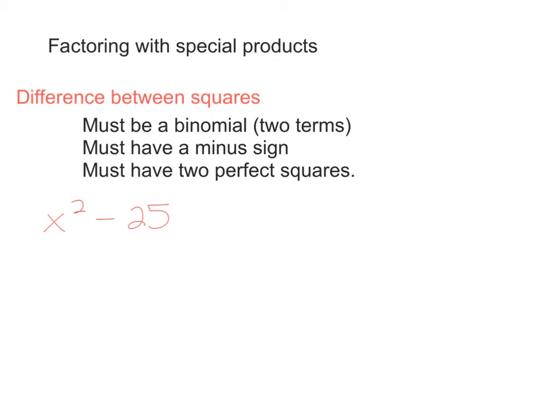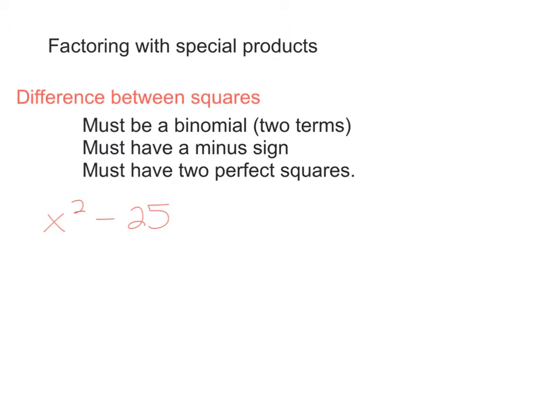Here's a review on factoring with special products. The first one we're going to look at is the difference between squares. There are three things that we're going to be looking for. It must be a binomial, which means it has two terms. It must have a minus sign, and it must have two perfect squares.